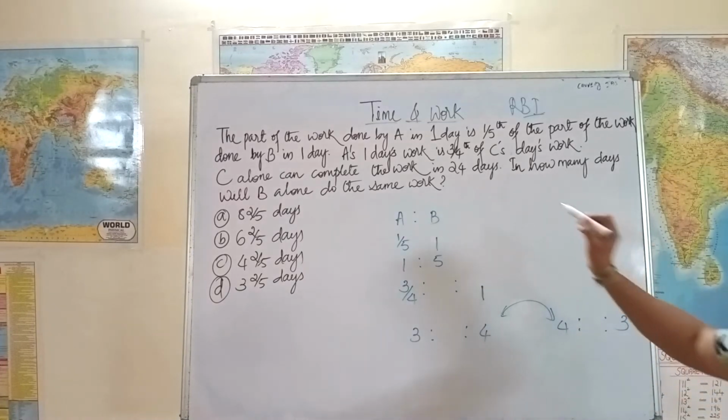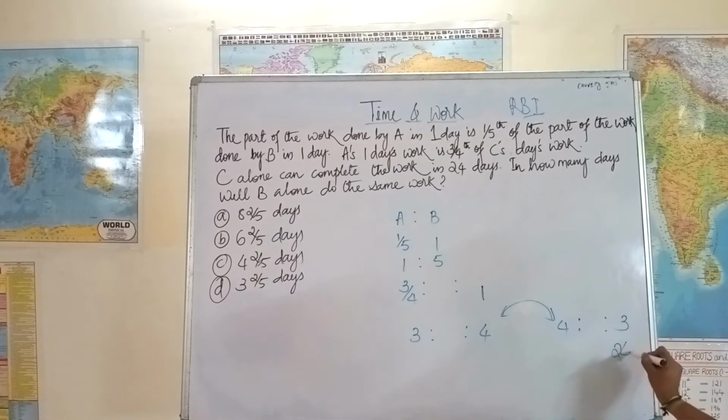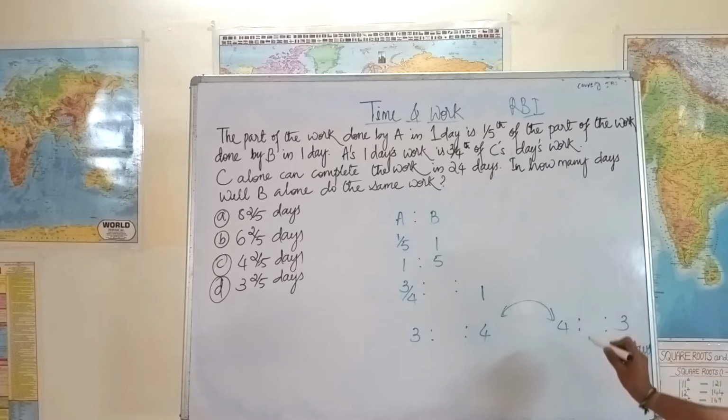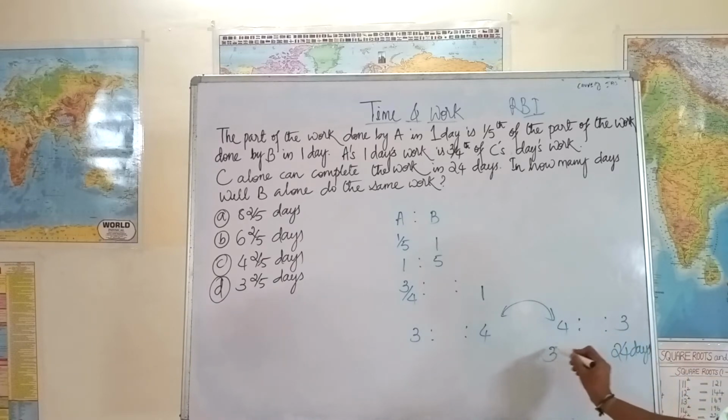But we know C took 24 days to complete the work. Right? If C takes 24 days, then A would take more. So how much? 8 3s are 24, 8 4s are 32. So A would take 32 days to complete the work.